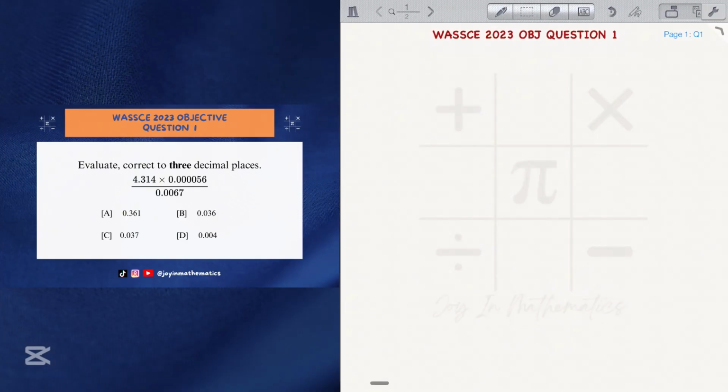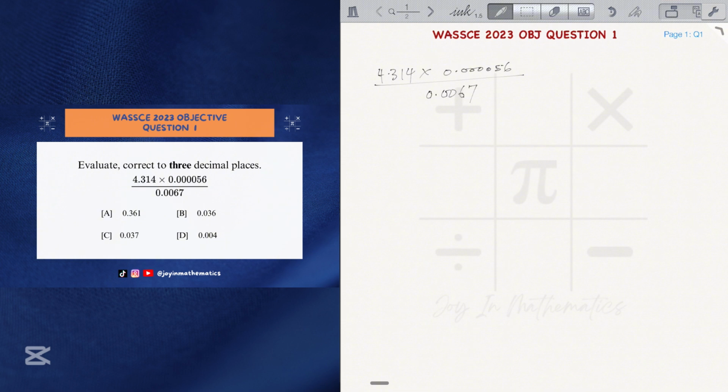WAEC 2023 objective question number 1. We're asked to evaluate to correct to 3 decimal places: 4.314 being multiplied by 0.0056 is 4 zeros, 56, and this is being divided by 0.0067.